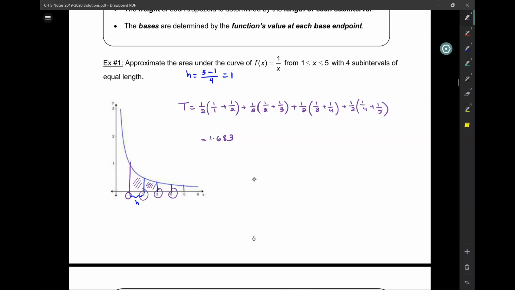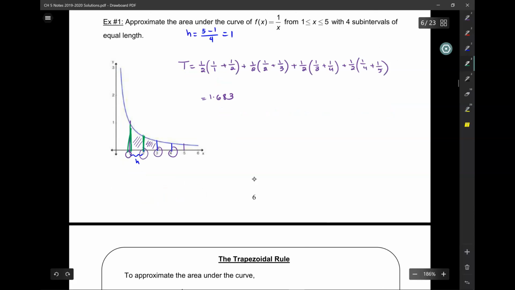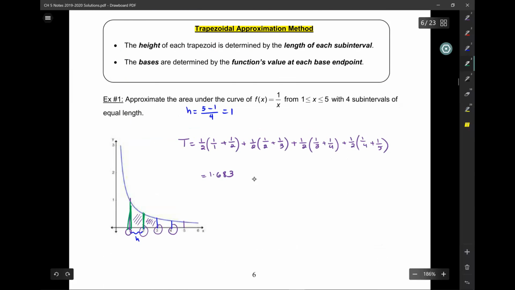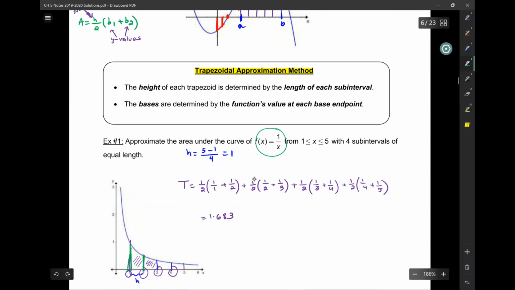Why are we using both? For this trapezoid, I'm using both endpoints. Okay? Why are we doing 1 over? Because the function was 1/x here. So I'm evaluating f of 1, which is 1/1. Then f of 2, which is 1/2. Then f of 3, which is 1/3. Okay.